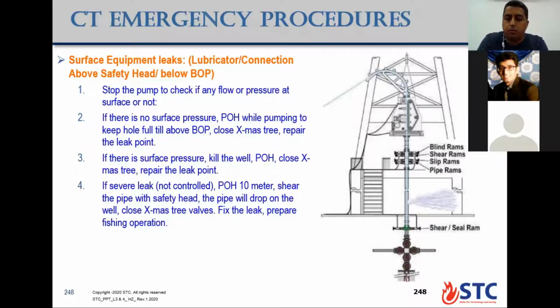Ahmed, we have two options given, 3 and 4, for the question: surface equipment leaks, lubricator connection above the safety head, below the BOP. Option 3: if there is surface pressure, kill the well, pull out of hole, close the Christmas tree, and repair the leak. The second option is to pull out of hole, and don't take it if the severe leak is not controlled.